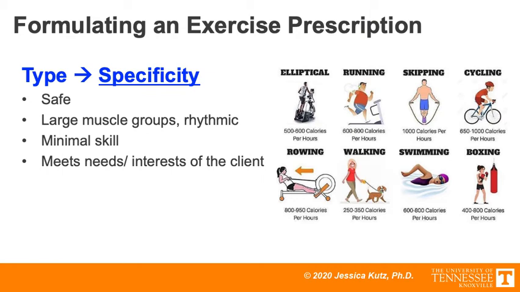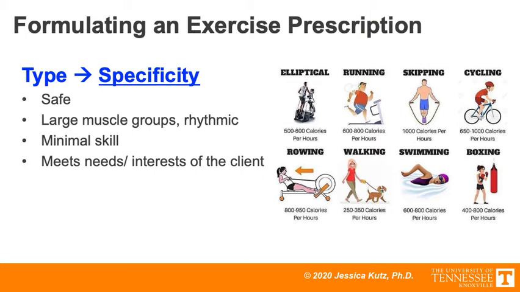We want to make sure people are using large muscle groups and that it's rhythmic activity. And by rhythmic, we mean constant. So you're not stopping and starting many times. We want some pattern of constant activity at minimums of roughly 10 minutes. Ideally, we want minimal skill in individuals who are new to exercise. You can increase that skill as someone becomes more proficient.